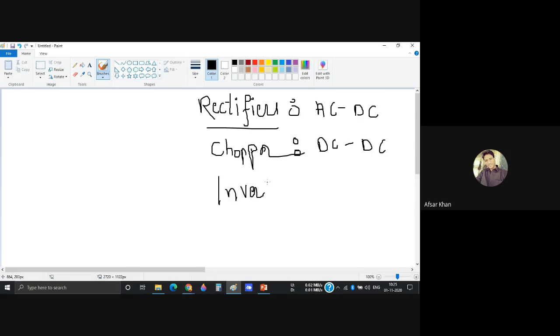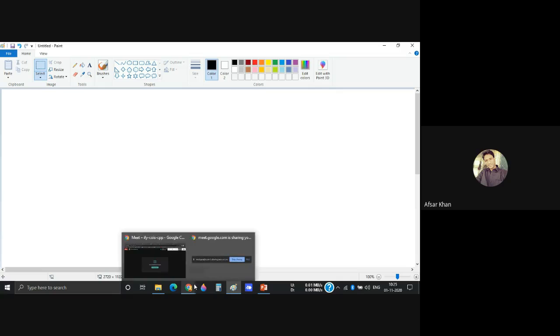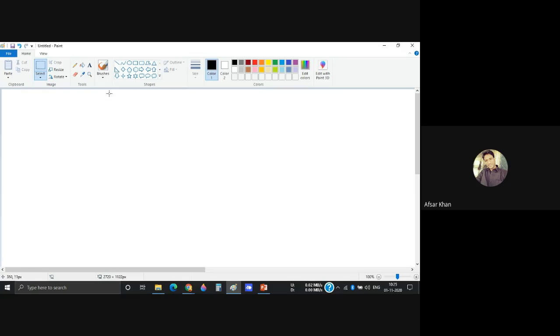So we will see a few numericals today. Inverters are DC to AC converters. There is a cycloconverter also. Cycloconverter converts AC to AC. So these things you have to know: rectifier AC to DC, chopper DC to DC, inverters DC to AC. We will start today with rectifiers.